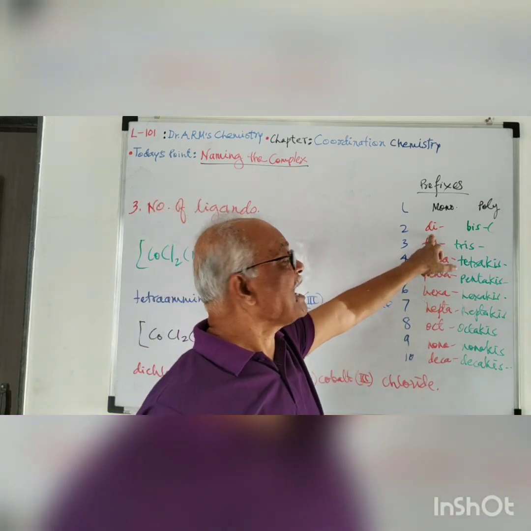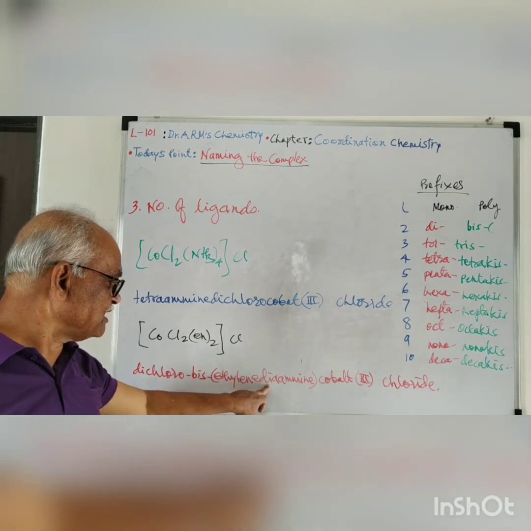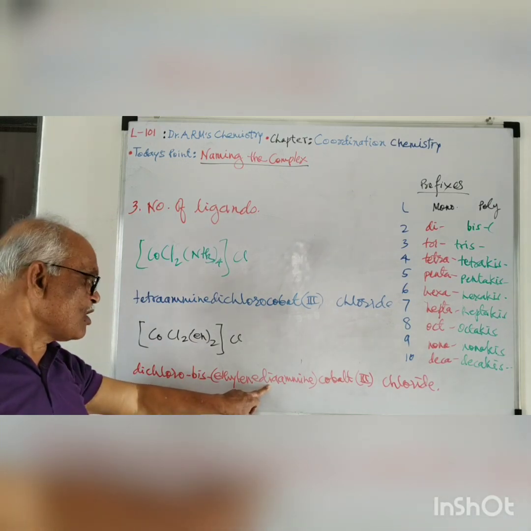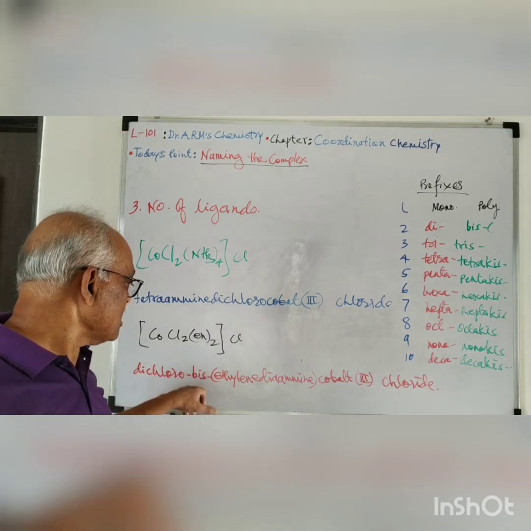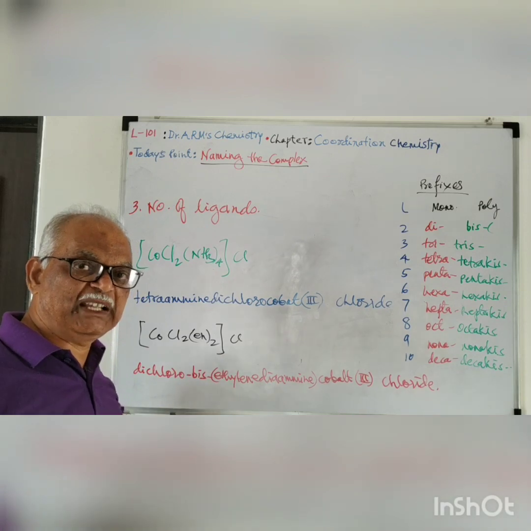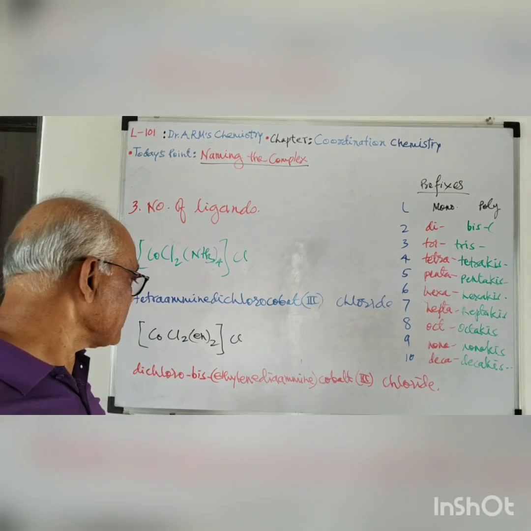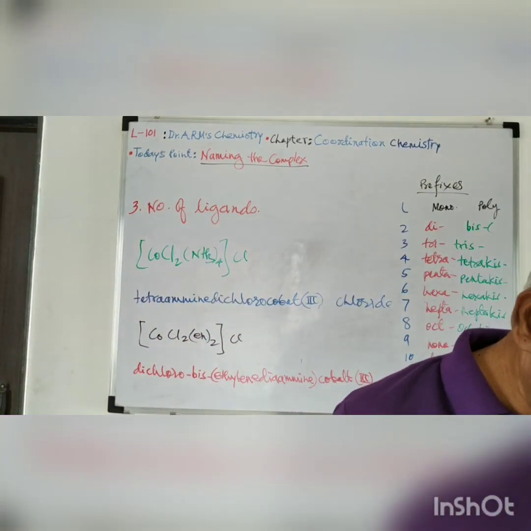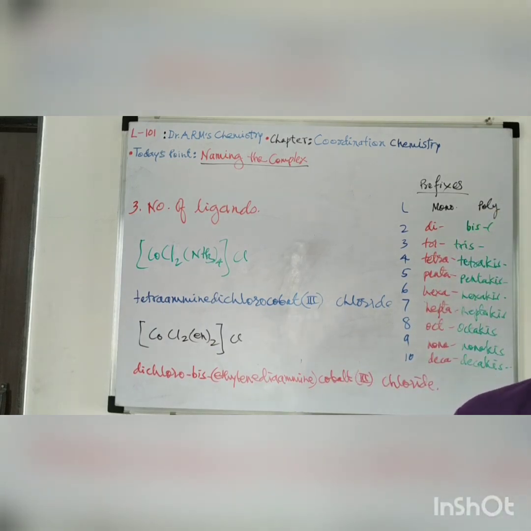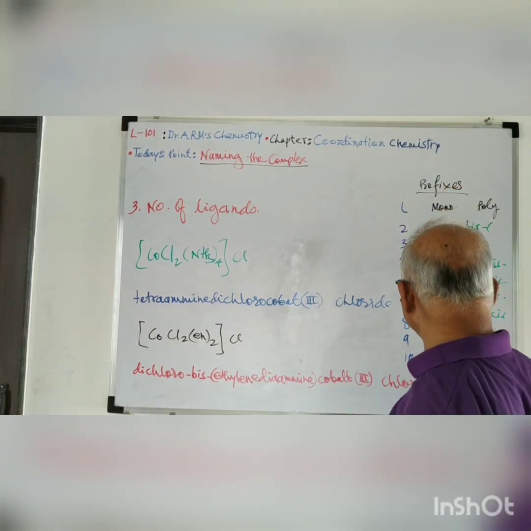We cannot use di here because the name itself contains di. So we have to avoid repeating the use of such a number, that is ethylene diamine. That would not be a good or suitable name. In this way, this nomenclature system is followed to indicate the names of monodentate and polydentate ligands.